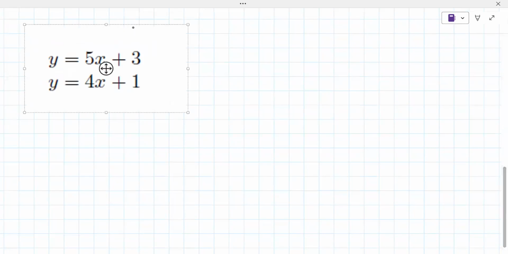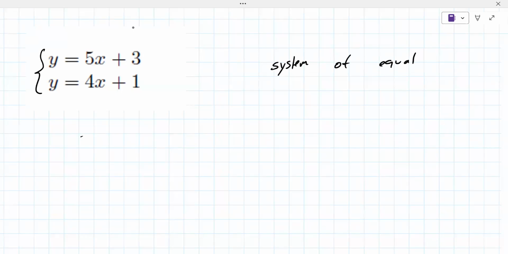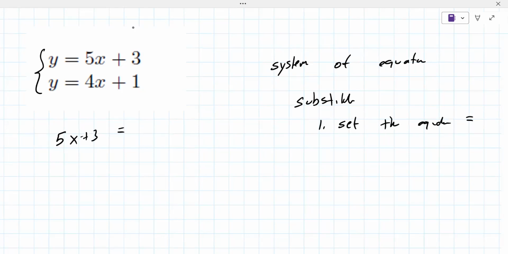So this is a system of equations right here. System meaning two or more. They're linear equations, and we're going to solve. Now, within substitution, there's a couple of sub cases. The first one is you just set the equations equal. So you set 5x plus 3 equal to 4x plus 1. That's what I mean by set the equations equal.